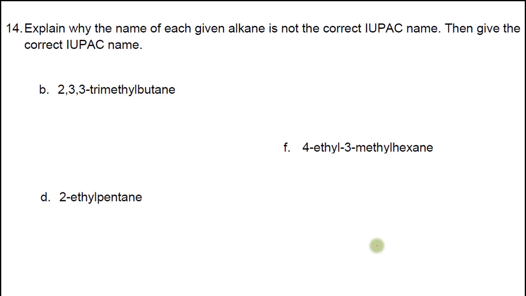Okay, so for each of these, the strategy is to draw what is listed and then see what's wrong with it. So this is butane. And if I draw methyl at 2, 3, and 3, now I go to try to rename it. And if I look at it, 2, 3, 3 is higher numbering than if you numbered it 1, 2, 3, 4. So this should be 2, 2, 3-trimethylbutane.